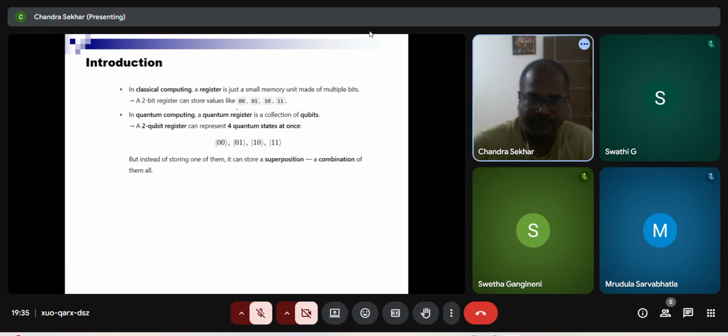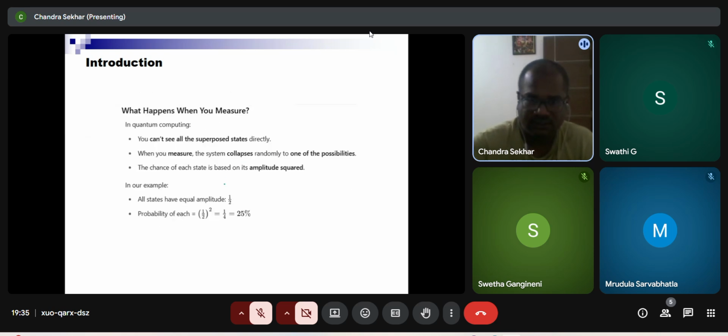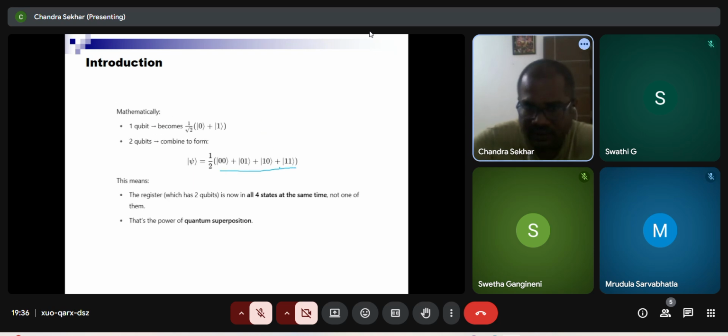Algorithm. Okay, so that is done. This also we discussed. Okay, now see here. You can't see all the superposed states directly at a time, all combined to form this one. Okay, magic. Suppose if I toss a coin, assume that suppose this one, say 0 comma 1. Then what is happening? Normally I have only one coin. So when I toss, it will be head or tail. So when I open it, I can see either head or tail.